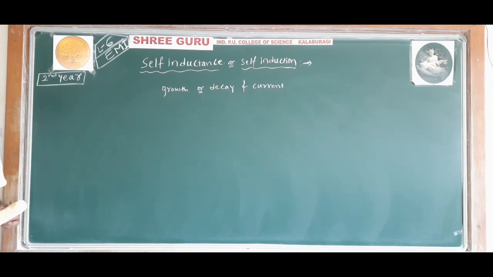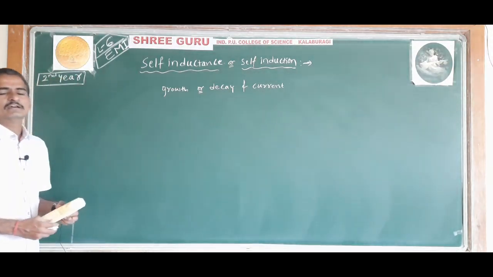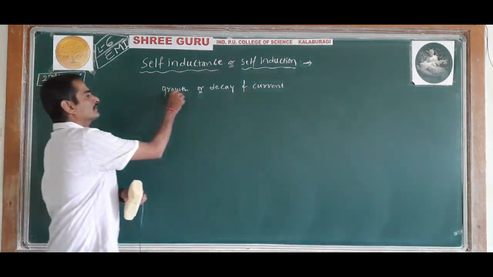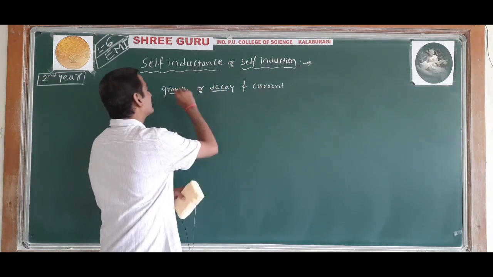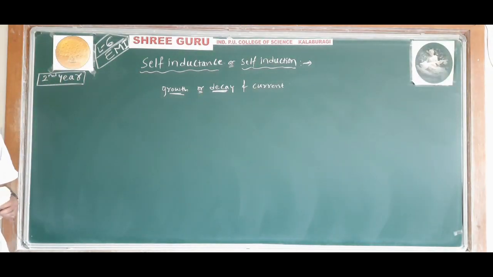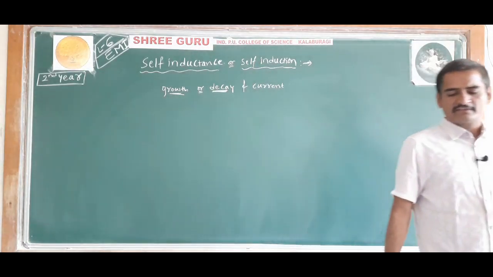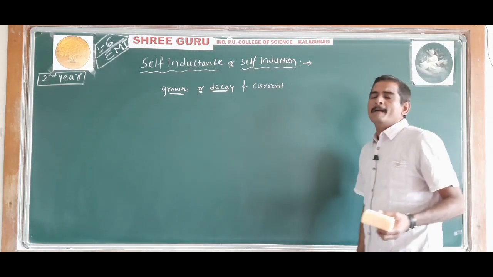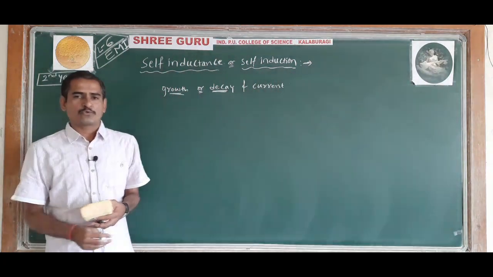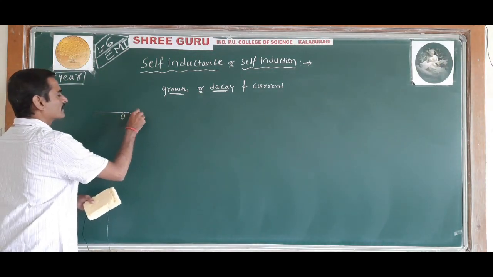So when a current flows through a coil, the increase in the current is also opposed, or the decrease in the current. Growth of current means increase in the current, and decay of current means decrease in the current flowing through the coil. That is, self-inductance of a coil is the property of a coil by virtue of which it opposes the growth or decay of current flowing through it. Understood the definition?